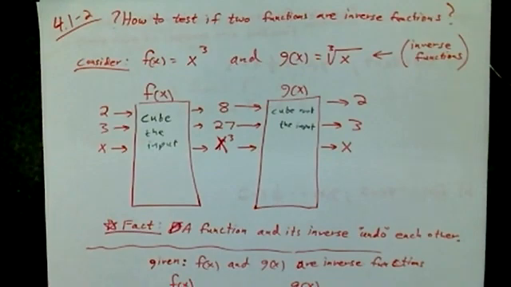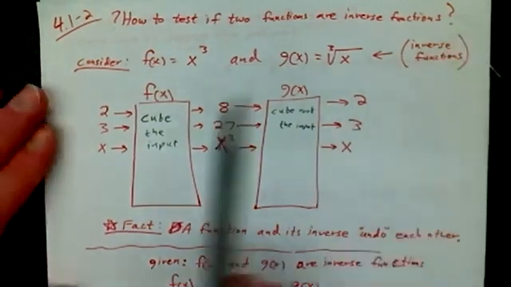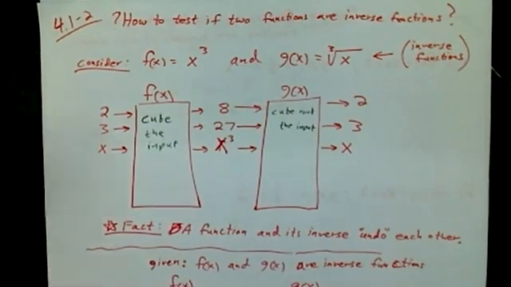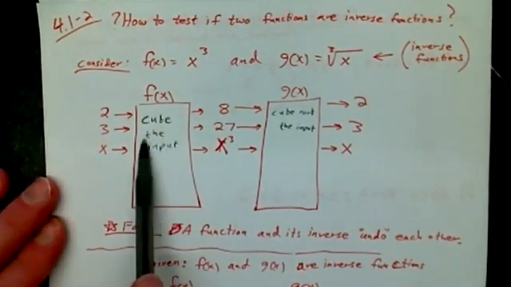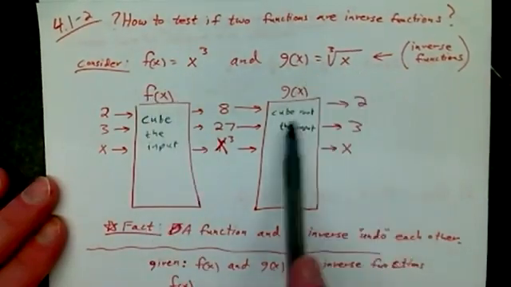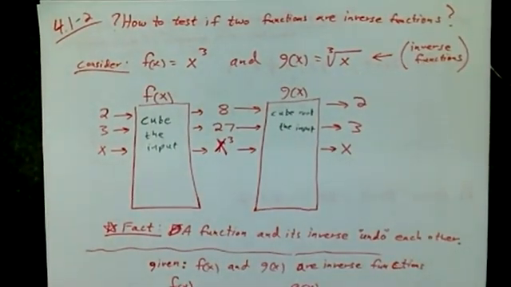And here's what I want you to do. Remember, we can think of functions as machines. We put a number in, we get an output, right? And I have the directions here. It says cube the input. That's what my function f is doing. g of x is cube root the input, okay? So let's put a few of these in.